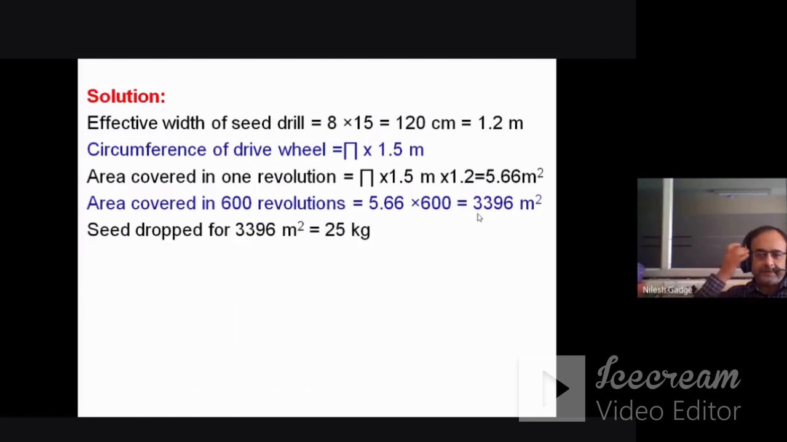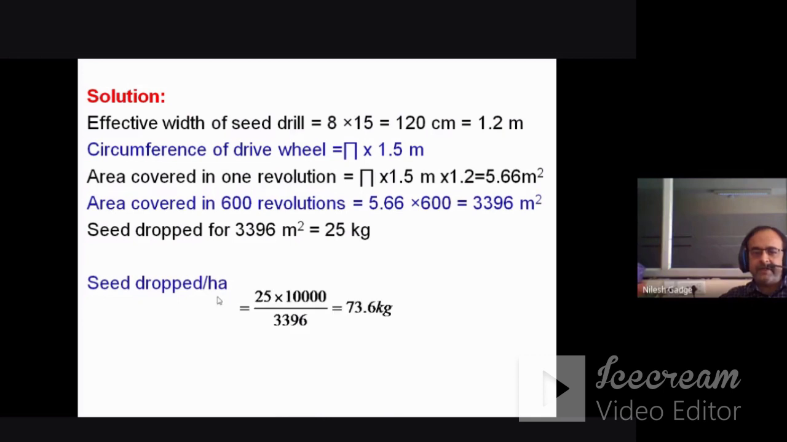Now, seed dropped for 3,396 meters square. What is given? It is 25 kg. Already it is given in the problem that 25 kg seed is required. Seed rate we have to find out. Seed rate will be in kg per hectare, so we have to divide it by the area. Seed dropped, it is given 25 kg. So what is the total seed dropped here?